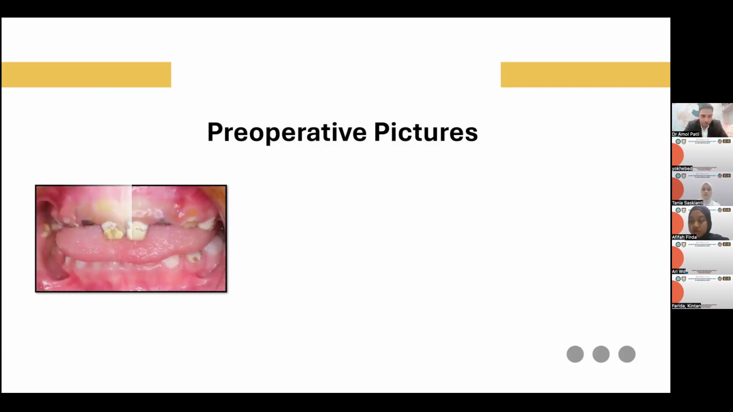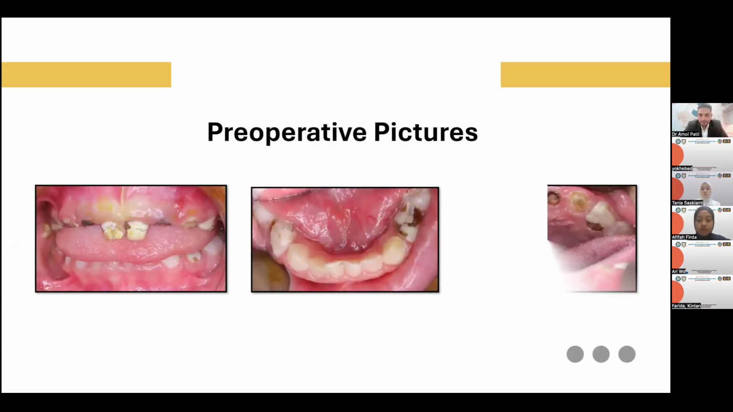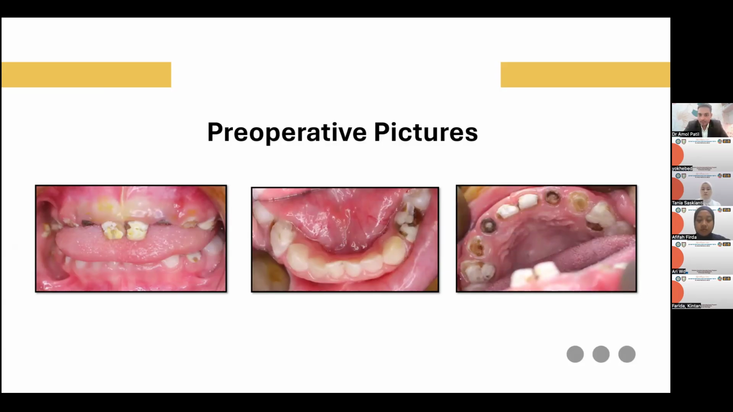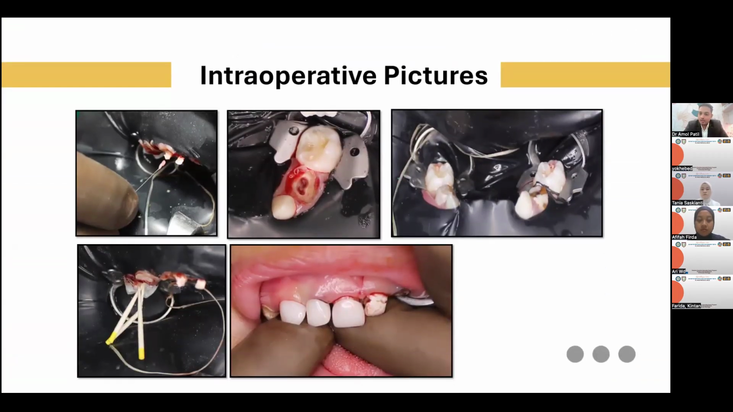These are the preoperative pictures of the child. Almost all the teeth were grossly decayed. This was her lower arch, and this was her upper arch, occlusal view. So, under isolation, multiple pulp therapies were carried out, pulpectomies and pulpotomies. Post that, crown selection was done.